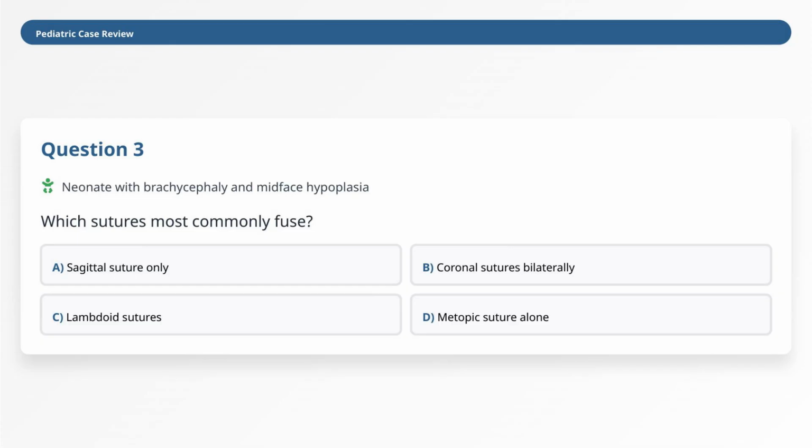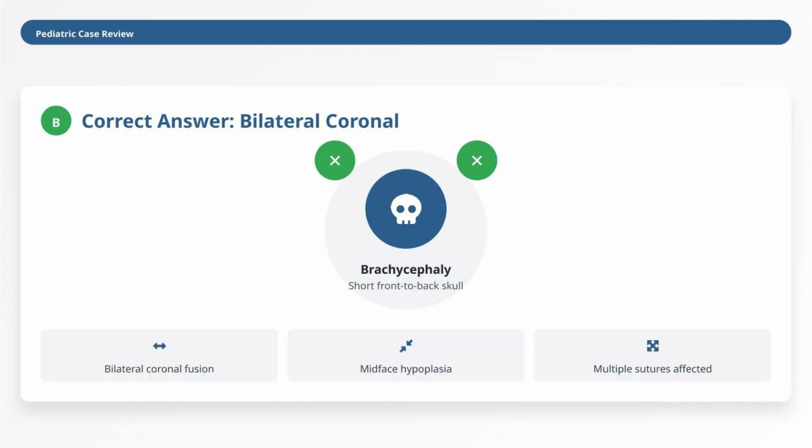Question 3. A neonate is diagnosed with Pfeiffer syndrome showing brachycephaly and midface hypoplasia on examination. Which cranial sutures are most commonly involved in premature fusion in this condition? Option A, sagittal suture only. Option B, coronal sutures bilaterally. Option C, lambdoid sutures. Option D, metopic suture alone. The correct answer is B.